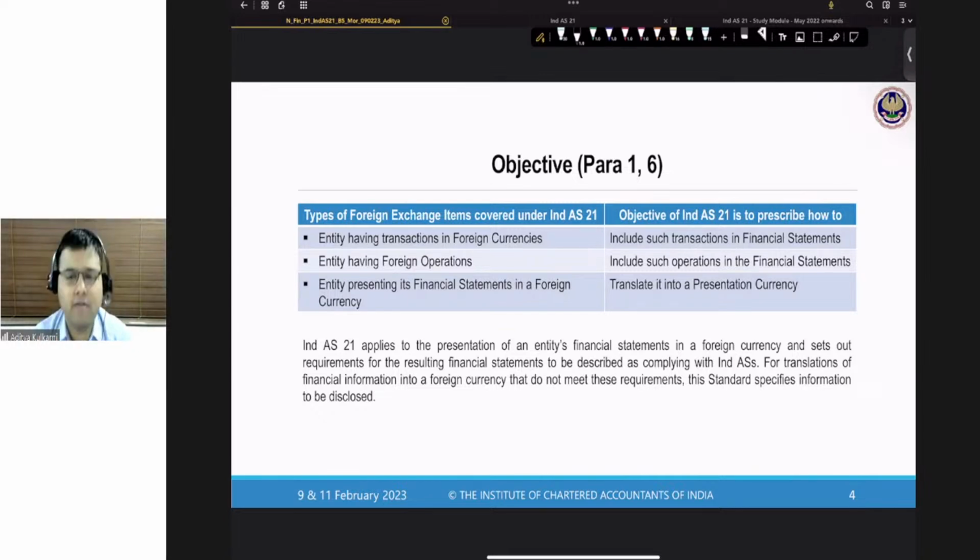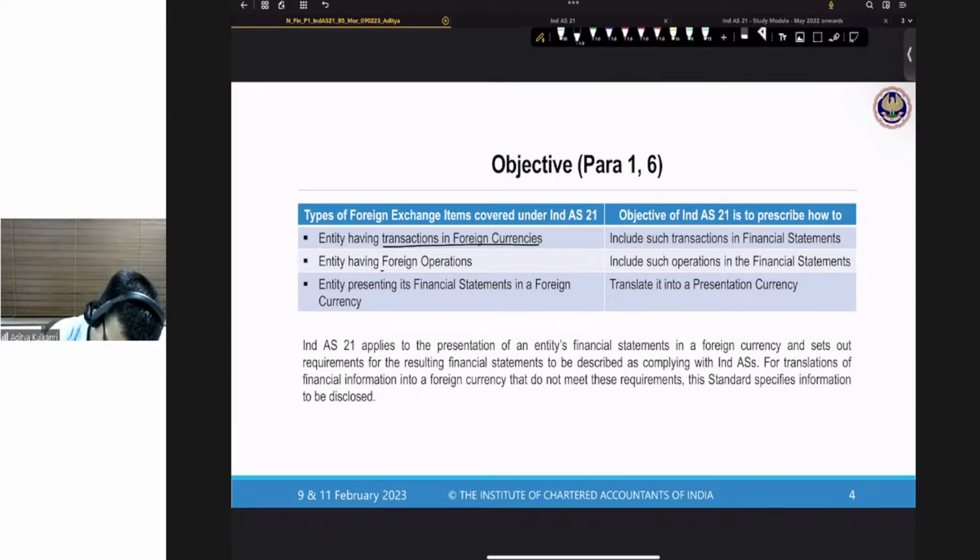So now what am I going to discuss under this? Entity having transactions in foreign currencies. This is transactions only. If this is the case, we will be discussing how to include such transactions in financial statements. So the conversion is prescribed here.